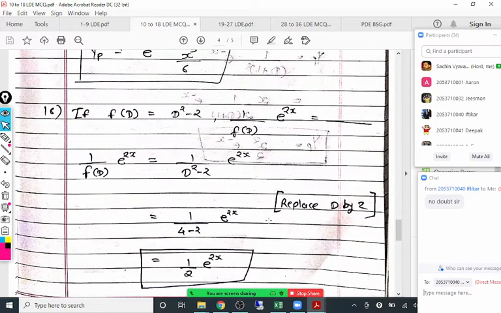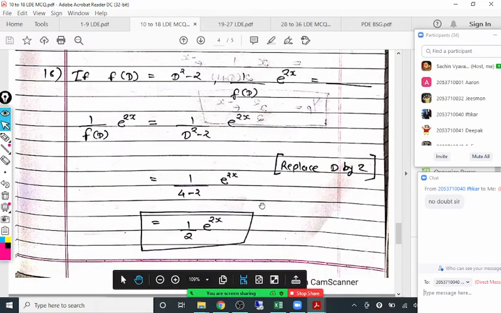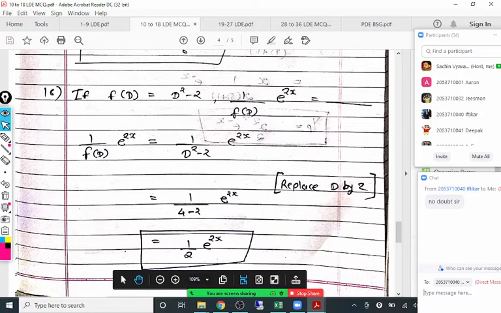16th. Now f(D) is D square minus 2 given, and the question is 1 upon f(D). Again yp for this one. So we replace D by 2. So it's very simple. Replace f of D becomes f of a. We replace D by 2, and we get the answer as 1 by 2 e raised to 2x. This is also correct one.